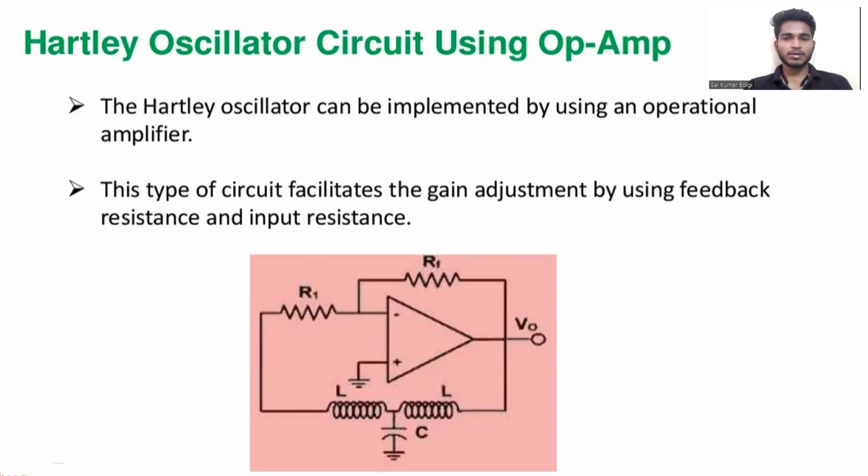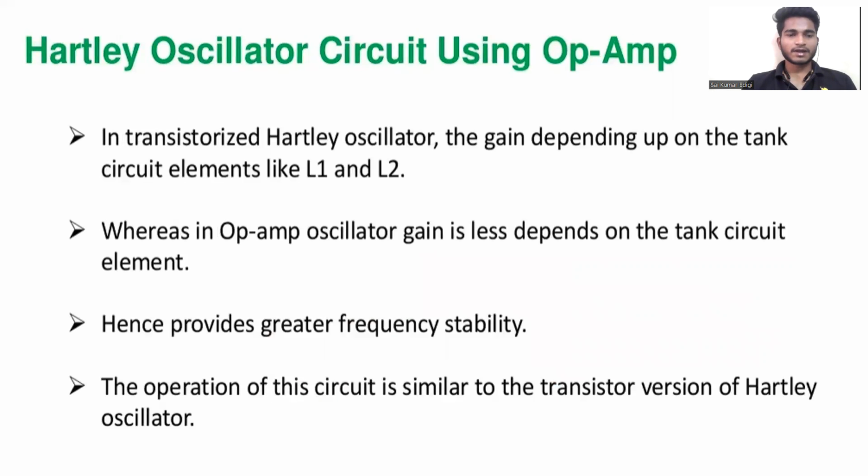Now the Hartley oscillator can be implemented by using an operational amplifier. This type of circuit facilitates gain adjustment by using feedback resistance and input resistance. There is an operational amplifier section using an operational amplifier. In a transistorized Hartley oscillator, the gain depends upon the tank circuit elements like L1 and L2, whereas in an op-amp oscillator, gain is less dependent on the tank circuit elements, hence it provides greater frequency stability.